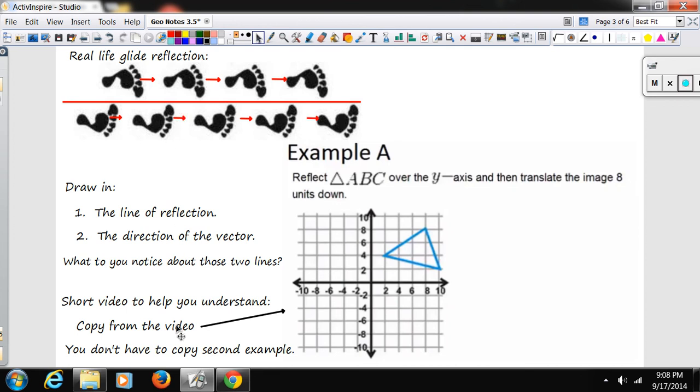Here's a short video that I wanted you guys to see that will help you understand a little bit more of the glide reflections. And here's the picture that you draw. So use this when you watch the video, and you don't have to do the second example they have on there, just the first example. It's almost 3 minutes of the video, and then you'll be done with this picture. So here it is. Let me see if I can get it to come up.